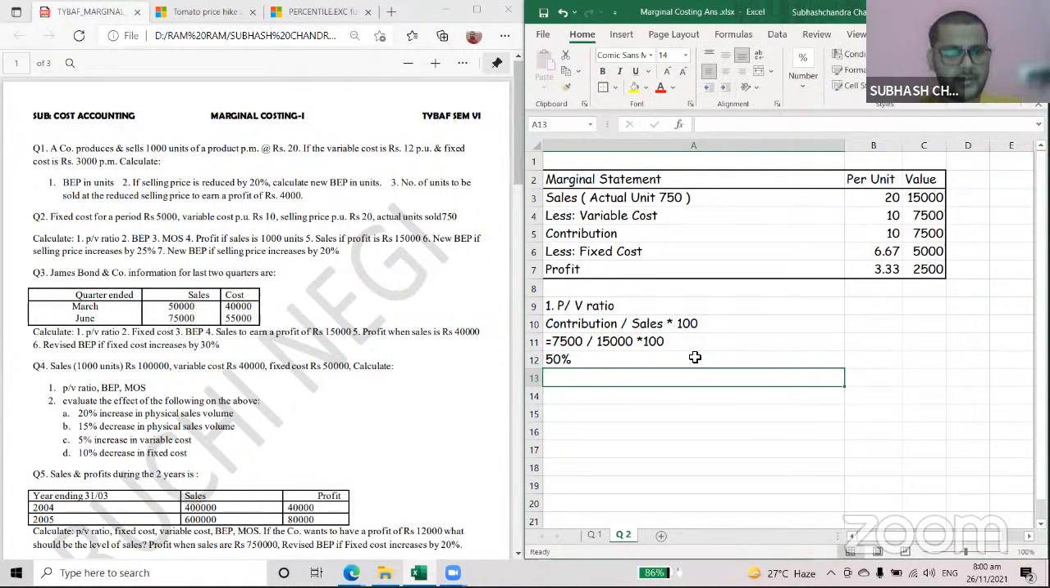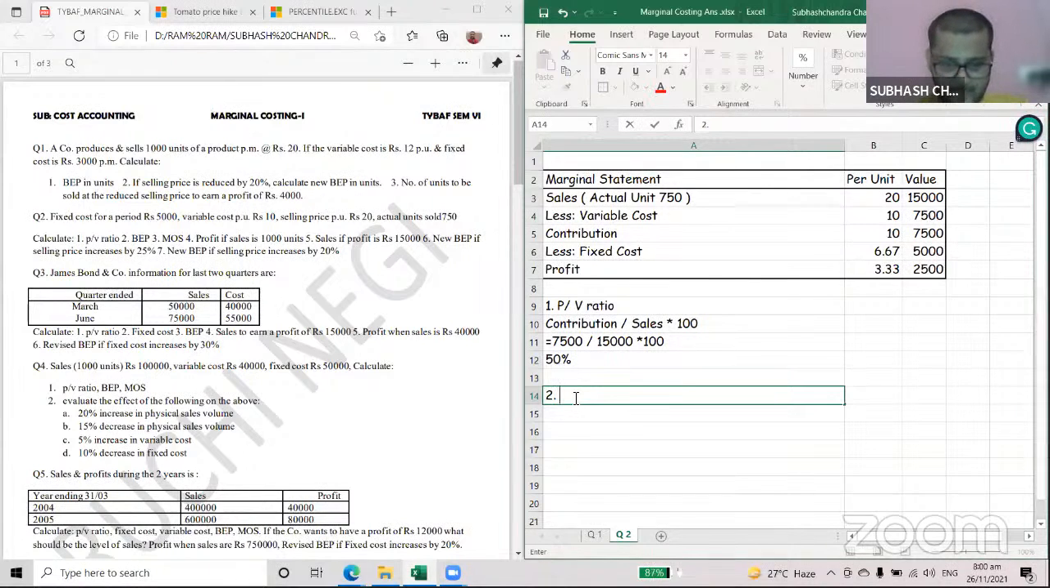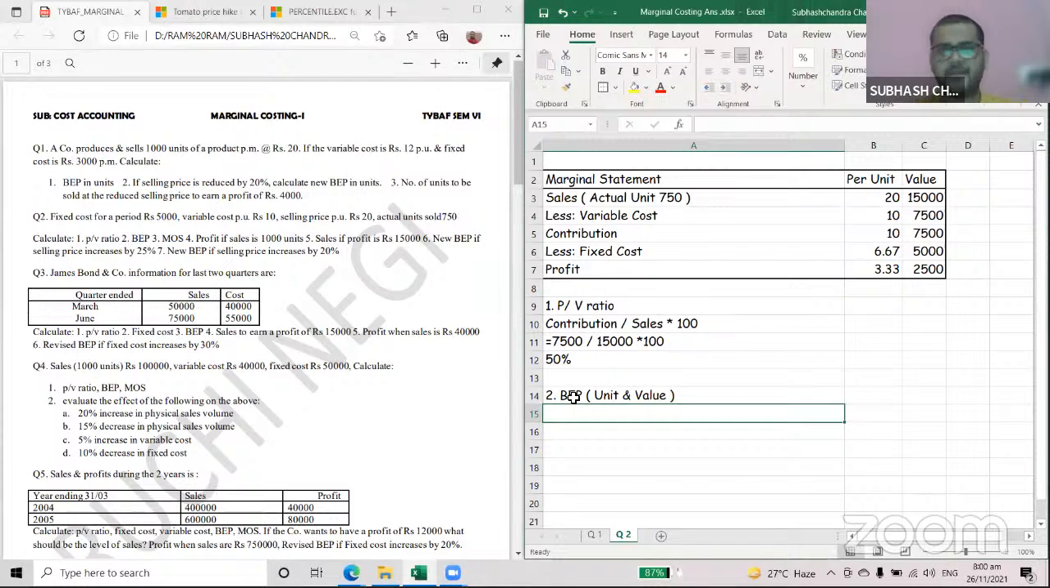Okay. Point number 2. After PV ratio, very famous. PV ratio and break-even point are always trending. BEP. And as you people know, right now I will calculate BEP in units and value both, because selling price is ready with us. Tell me the formula of BEP. This is how you can revise. You will solve 2-3 questions and easily the chapter will be in your command. You can have a good hold on the chapter. It's very easy. What is the formula of BEP?